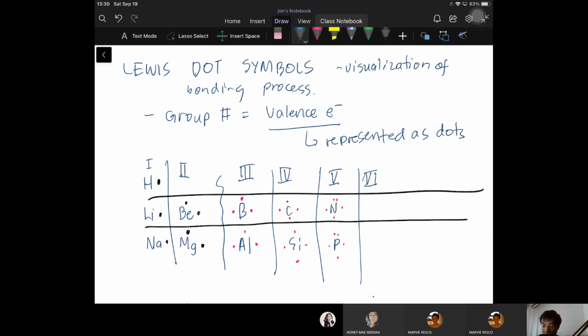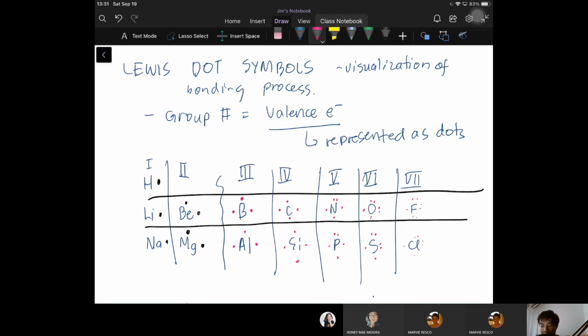Group 6. Oxygen, sulfur. Okay. So, pag group 6, 6 na dots na. So, tig-isa muna. Then, saka mo i-pair yung dalawa. So, ganyan daw. Sabi ni Gilbert Lewis. Okay. Group 7. Fluorine, chlorine. Okay. So, 7 dots. 1, 2, 3, 4, 5, 6, 7.